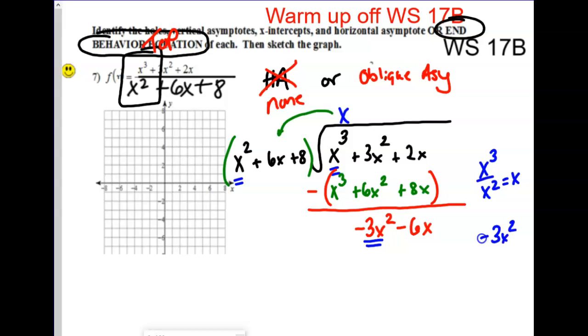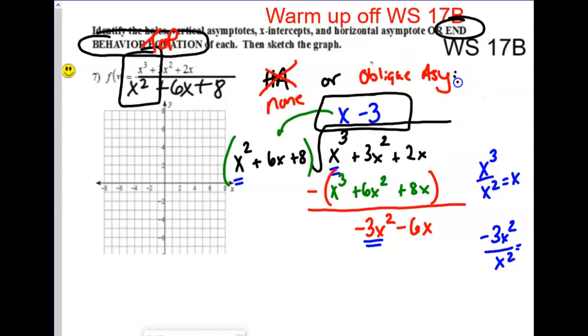So taking negative 3x squared now divided by x squared, that gives you a negative 3. And what I like about this question is we can actually stop. The quotient, when you ignore any piece of the remainder, is the body of the equation for your oblique asymptote.